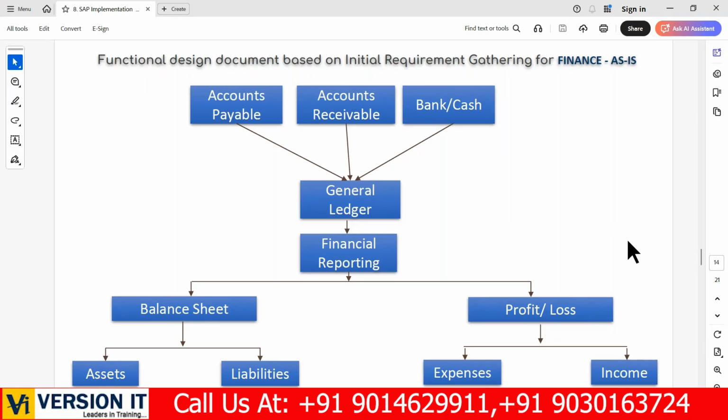Right. So this is the existing architecture. Now we convert this data into our SAP data. Our SAP document is the to-be document. Hope you have completed. Right? Cool.